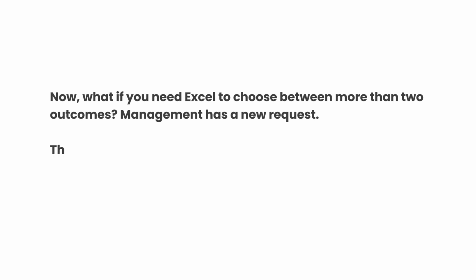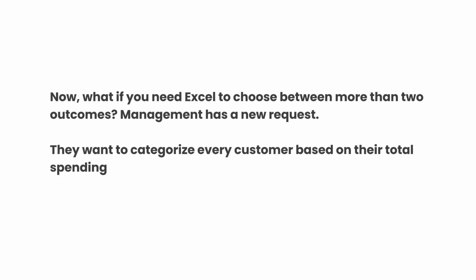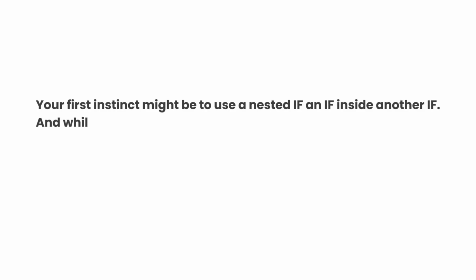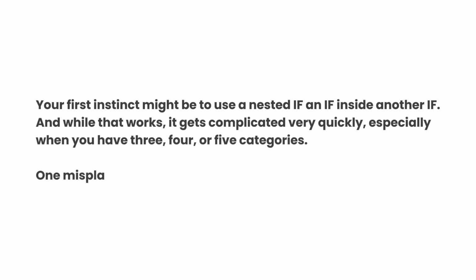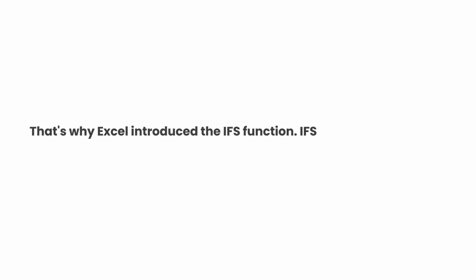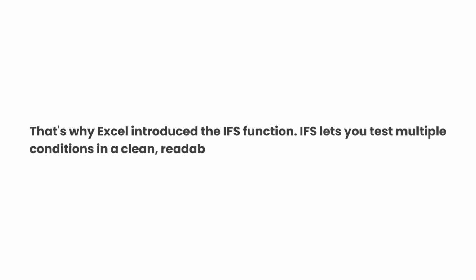Now, what if you need Excel to choose between more than two outcomes? Management has a new request. They want to categorize every customer based on their total spending into bronze, silver, and gold. Your first instinct might be to use a nested IF, an IF inside another IF. And while that works, it gets complicated very quickly, especially when you have 3, 4, or 5 categories. One misplaced bracket and the whole formula breaks. That's why Excel introduced the IFS function. IFS lets you test multiple conditions in a clean, readable sequence.